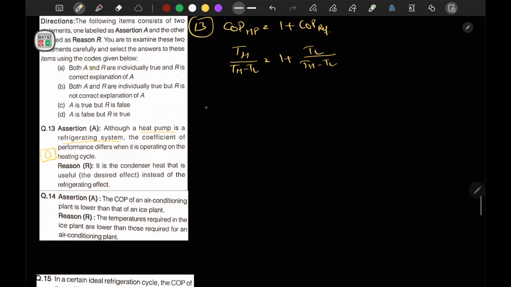Next, moving to question number 14, it is mentioned that the COP of an air conditioning plant is lower than that of an ice plant. Of course not. We have seen in the previous question that the COP of our ice plant is less than that of the air conditioning plant. So directly from this we can say that A is false and R is true. Option number D. Now we'll move to the next question.